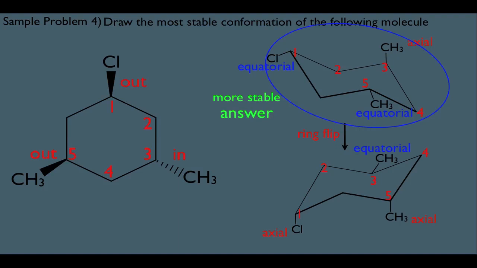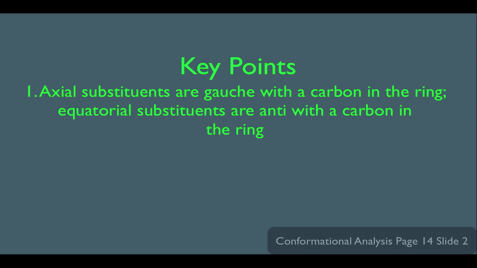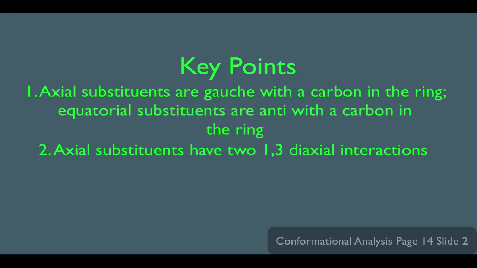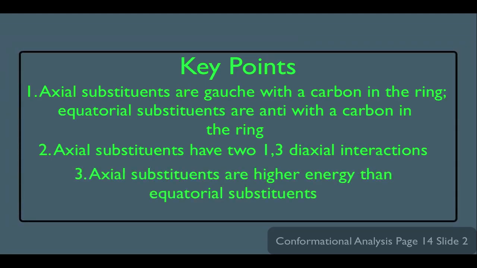So what have we learned here? Well, our first key point we saw is that axial substituents are gauche with a carbon in the ring, and equatorial substituents are anti with a carbon in the ring. We also saw number 2 that axial substituents always have what are called 1,3 diaxial interactions. Which led us to point number 3, that axial substituents are the higher energy orientation than equatorial substituents. And it's this last key point that really aids us in our conformational analysis of cyclohexane.